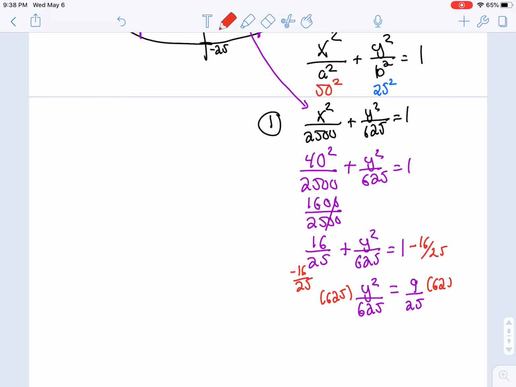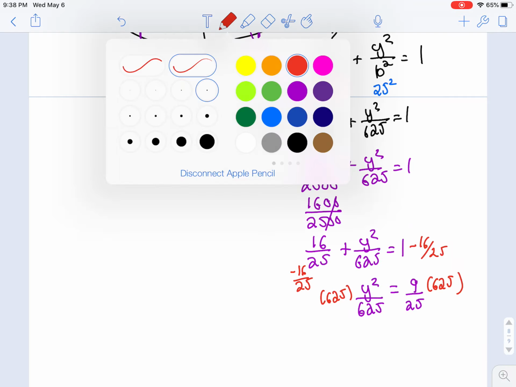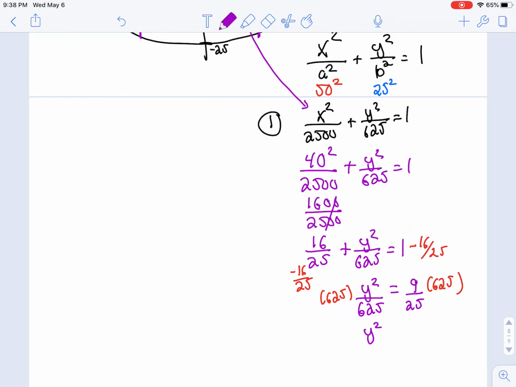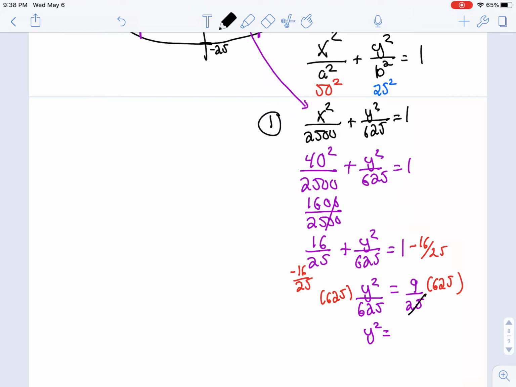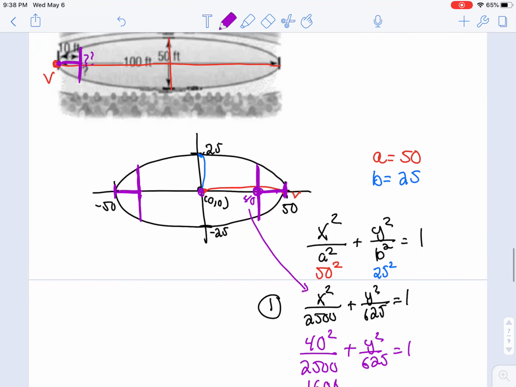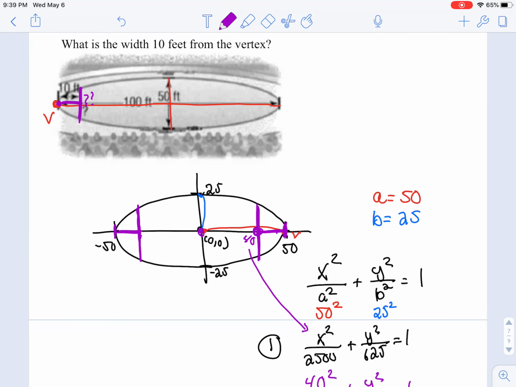I'm going to multiply both sides by 625. So now my equation says y squared equals, right here I'm actually going to reduce. 25 goes into 625 25 times. 9 times 25 is 225. And now when I do my final step and take the square root of both sides, I get a y value of 15.